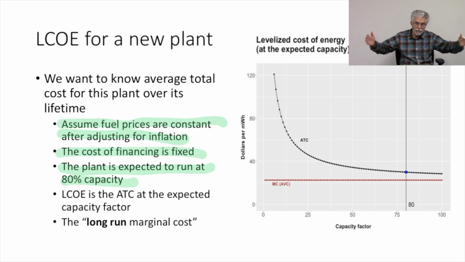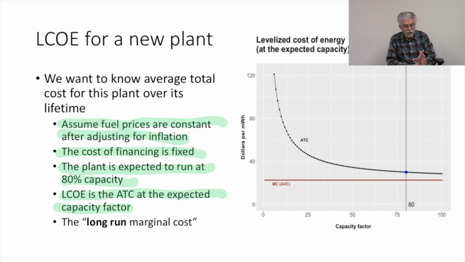But when you're thinking about the levelized cost of energy, you have to make some guess about what that's going to be in the future. And so your expected capacity factor is going to be the capacity factor we use in thinking about the levelized cost of energy. The levelized cost of energy is the average total cost at the expected capacity factor for a power plant.